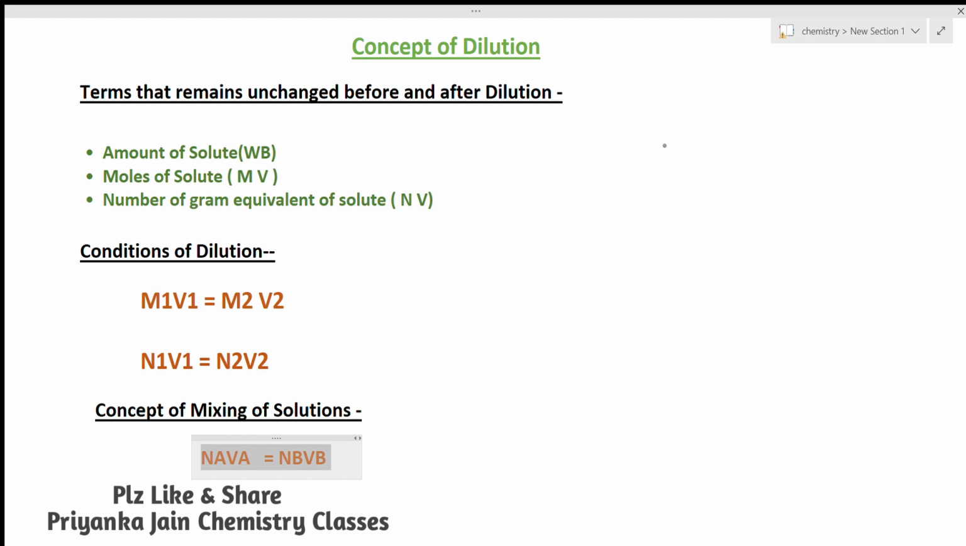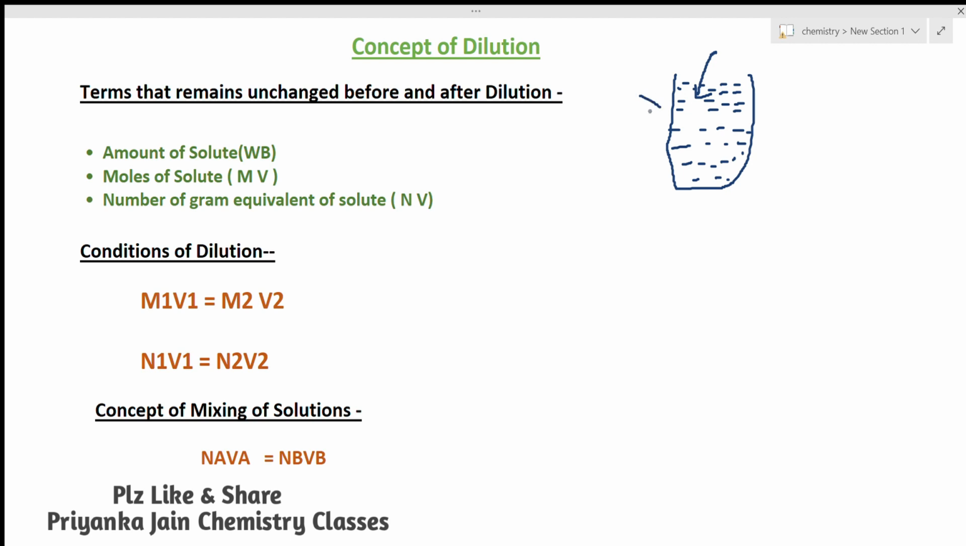Dilution means, suppose we have taken a beaker and the solution is present in it. The solution is a mixture of solute and solvent, right? And we are now pouring much more solvent here, so the amount of solvent will increase. It means this solution now gets diluted. By the increase in the amount of the solvent, the solution will get diluted, right?